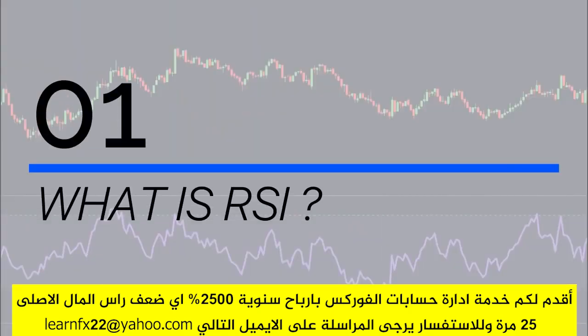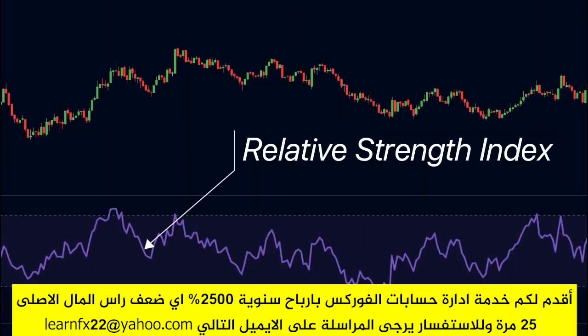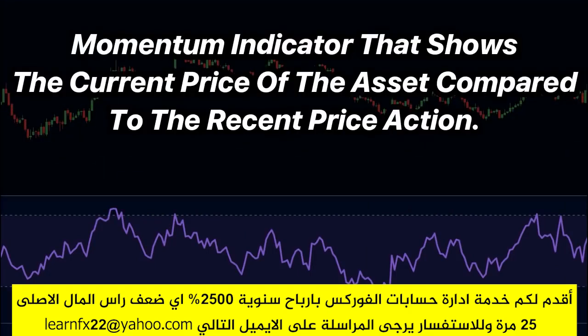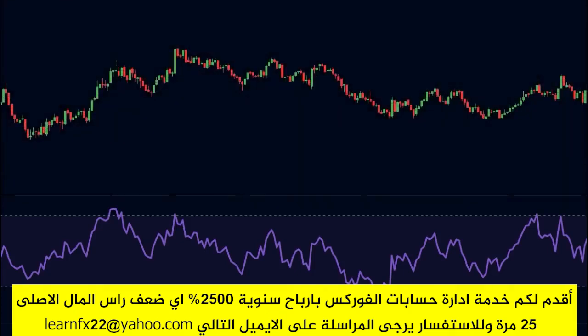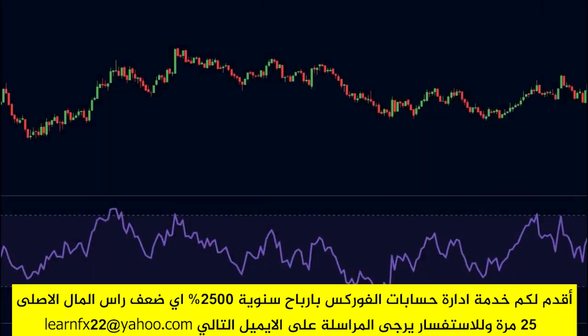First, let us understand what the RSI is. The RSI stands for Relative Strength Index. The RSI is a momentum indicator that shows the current price of the asset compared to the recent price action. RSI helps us in understanding whether the price is at overbought or oversold levels. The RSI is an oscillator. Therefore, it moves from 0 to 100.